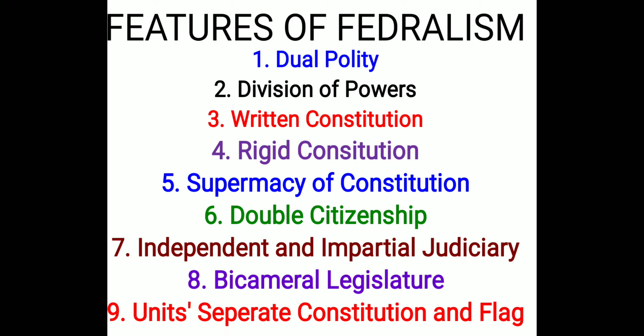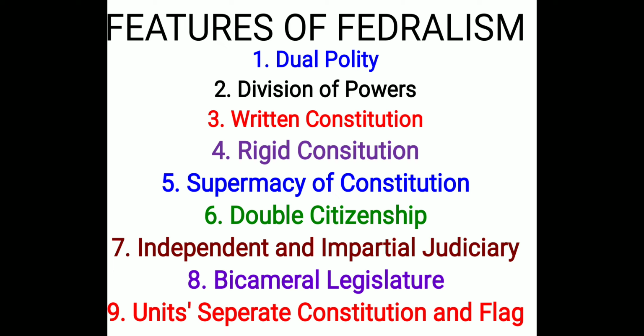Indian constitution is also written, and it's a very bulky constitution, the bulkiest and largest constitution of the world. Fourth feature of federalism is rigid constitution. Rigid constitution means it is not easy to amend the constitution. When the process of amending the constitution is tough, it is called a rigid constitution.